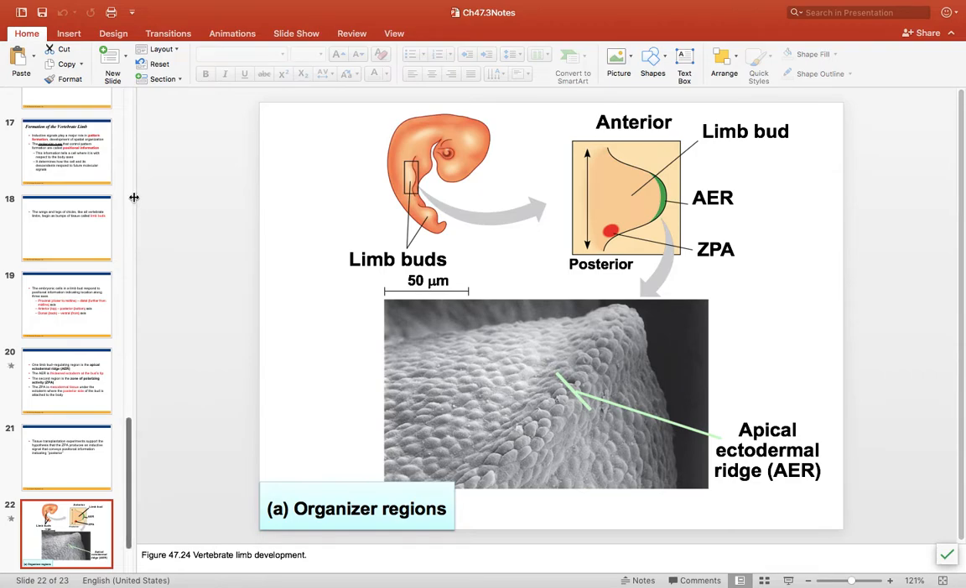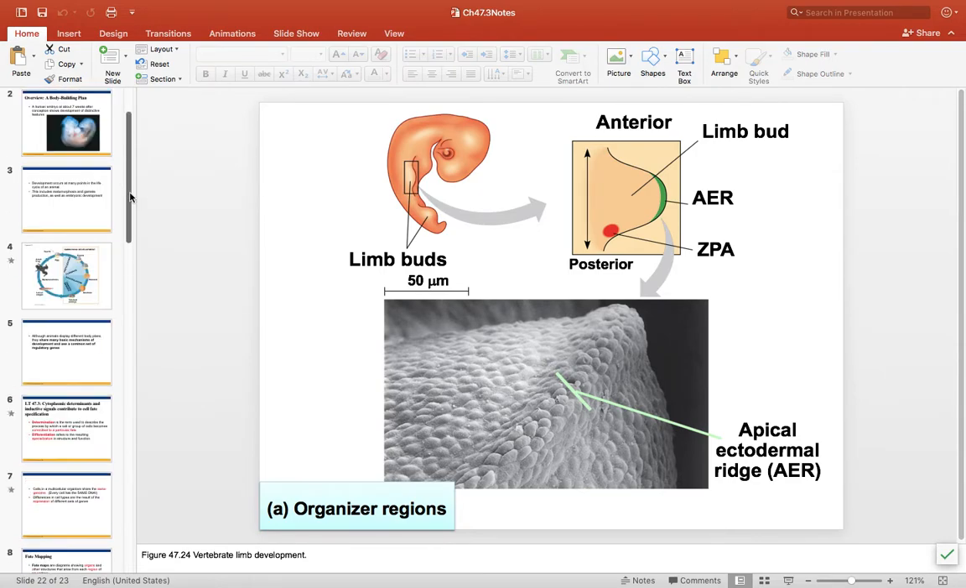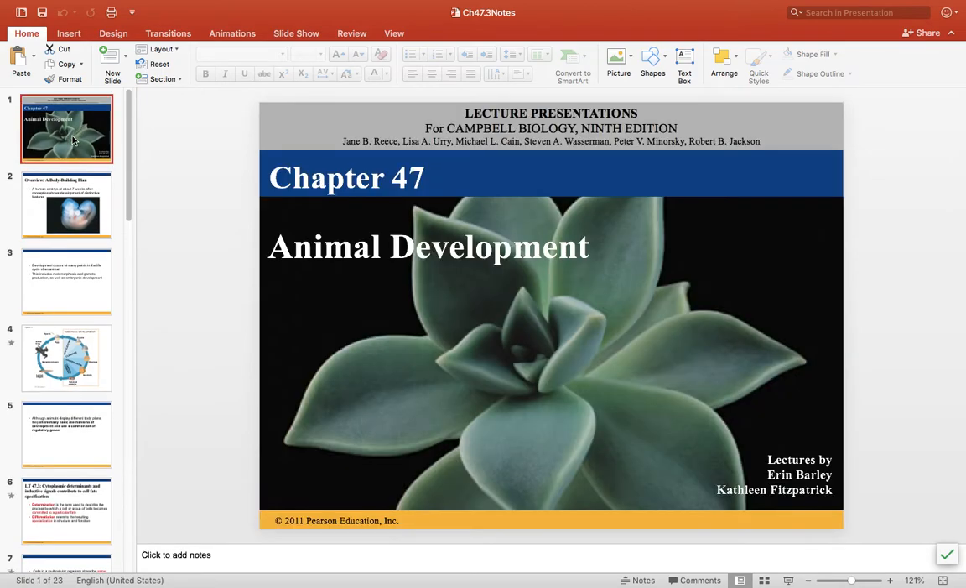All right, so that was the main basics about chapter 47 and animal development. We just hit on the main parts.